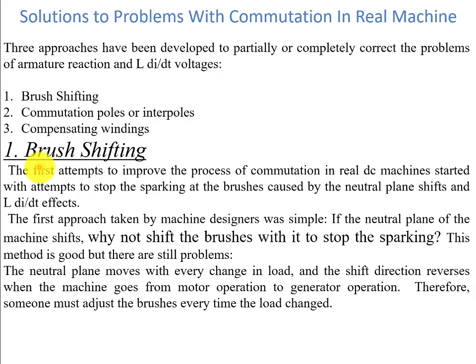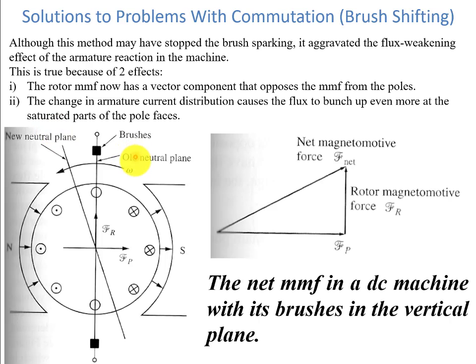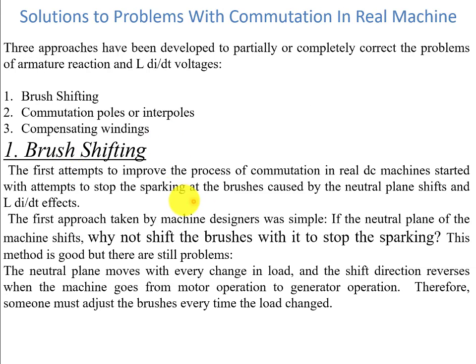As the name suggests, when the neutral plane shifts, as we know, in the motor it shifts in one direction and in the generator in the other direction. So whenever this neutral plane shift occurs, we can also shift the brushes. This was the first attempt made in real DC machines to reduce the sparking at the brushes caused by neutral plane shift and L di/dt effects.